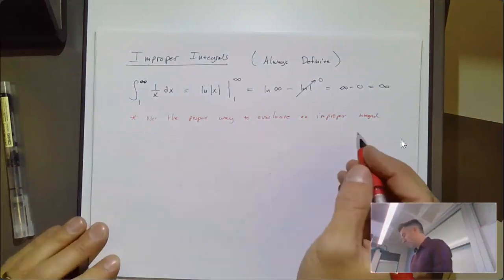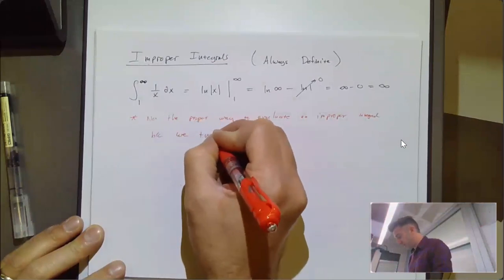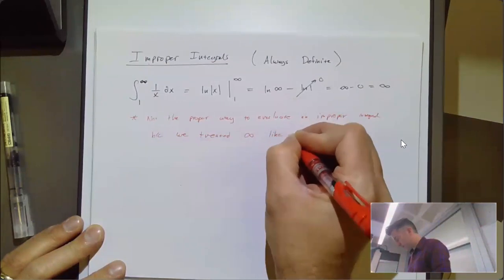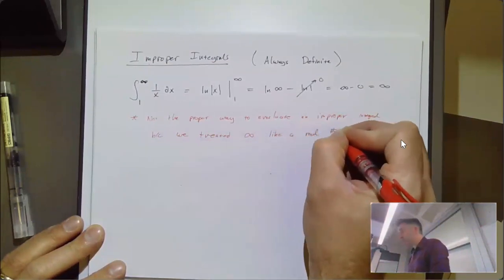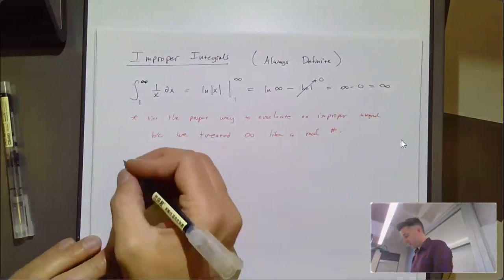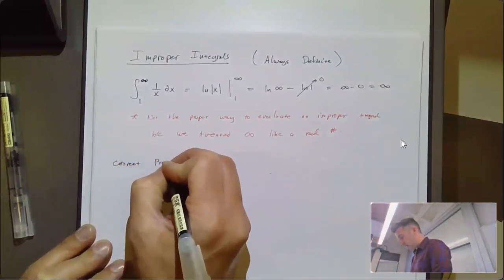So this is not the proper way to evaluate an improper integral because we treated infinity like a real number. It's not super problematic in this particular example, right? Treating infinity like a number here totally works out fine, but it's just not the way we do things. So let me show you the proper way of doing it. Here's the correct, proper way of doing an improper integral.